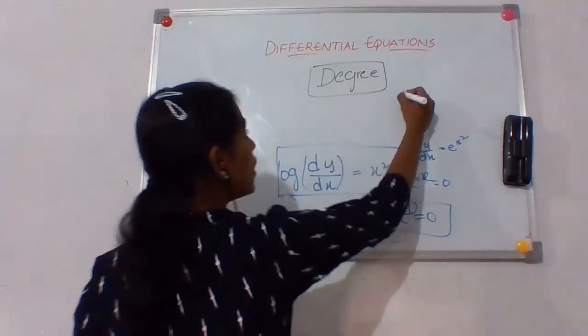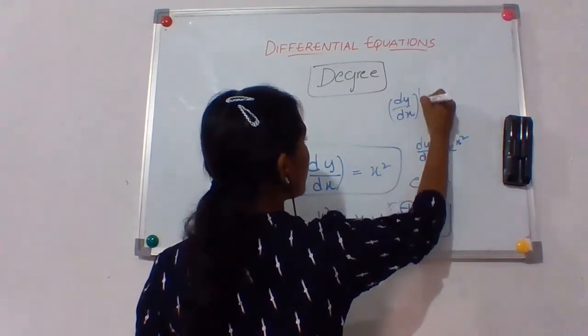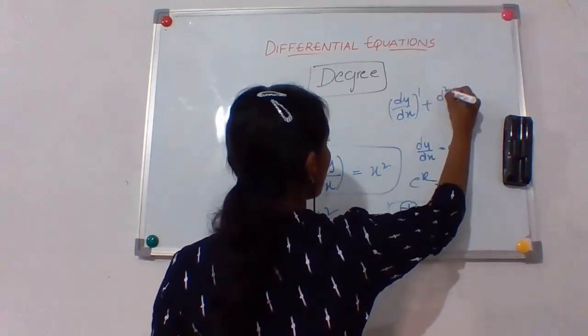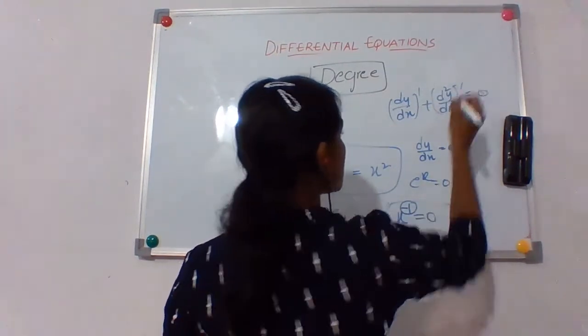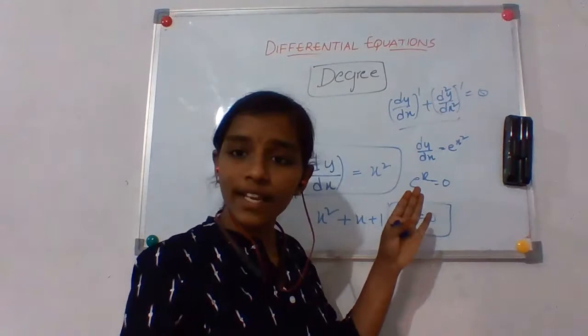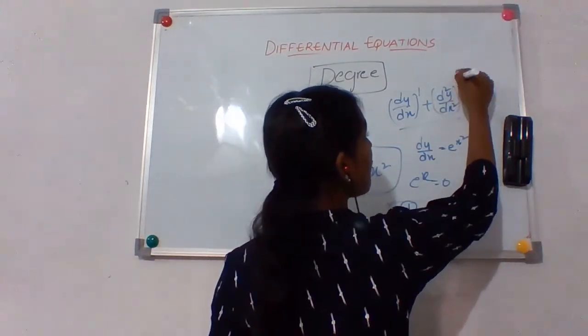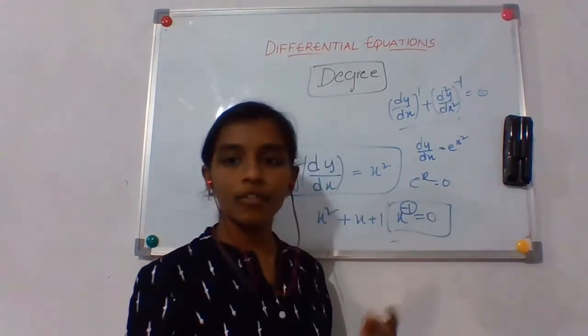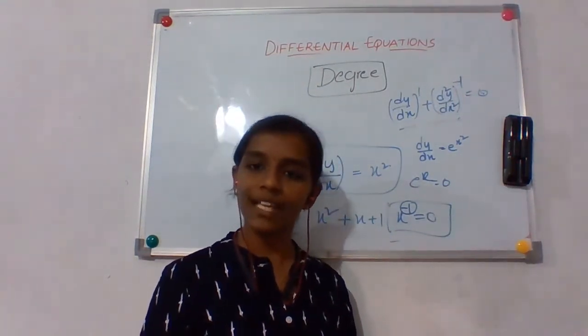Now if I give you (dy by dx) whole power 1 plus (d square y by dx square) whole power minus 1 is equal to 0. Can I write the degree of that? No way, because you have the power as minus 1 over here. For minus 1, it is not a polynomial form. So there is no degree for that equation.